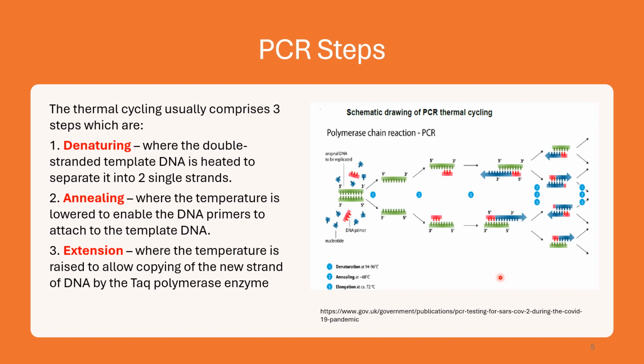Extension. Extension is where the temperature is raised to allow the copying of the new strand of DNA by the Taq polymerase enzyme. Elongation usually occurs at 70 to 72 degrees centigrade. These steps occur sequentially over a series of temperature and timings.